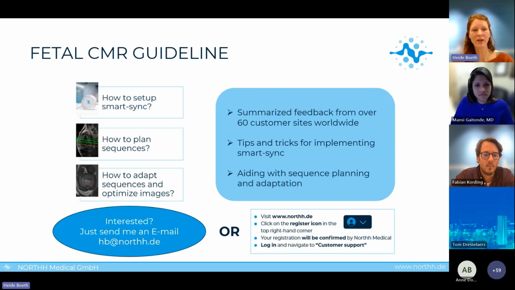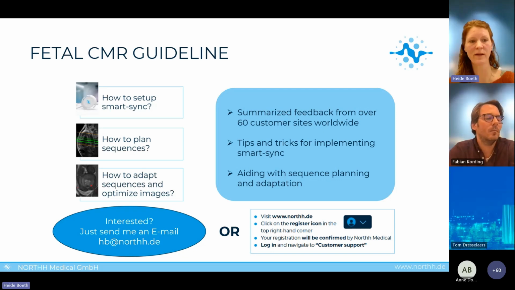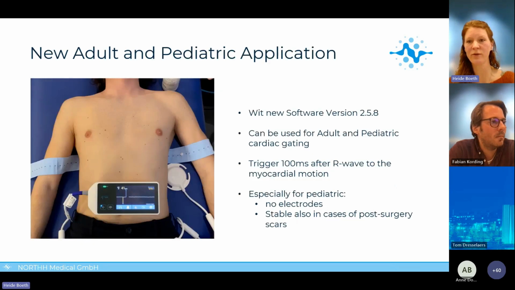Also, for you as information, we have just recently created a fetal CMR guideline that you can find on our homepage, or you can send me an email if you are interested, and I can forward this to you. In this guideline, we have summarized feedback from over 60 customer sites worldwide, and the aim is to share tips and tricks for implementing SmartSync, and also to aid with sequence planning and adaptation. So we have these 3 sections in this guideline, and are happy to share this document with you. It's for sure very helpful. And now I quickly hand over to Fabian.